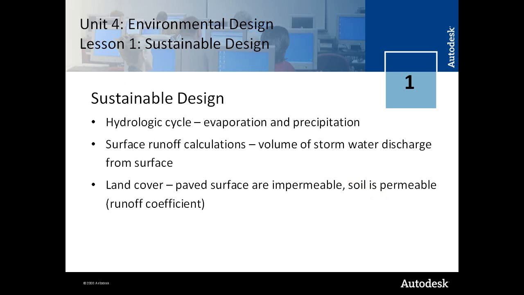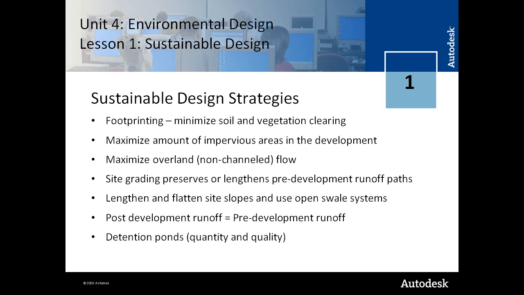When considering sustainable design, it's important to understand the hydrologic cycle, or the cycle of evaporation and precipitation. You also want to understand surface runoff calculations, or the volume of stormwater discharge from a surface, and also understanding land cover. Paved surfaces are impermeable surfaces, whereas soils are permeable. And typically, when you're designing a site, you want to ensure that your pre-development runoff into the rivers and the associated streams and drainage networks matches the post-development runoff.